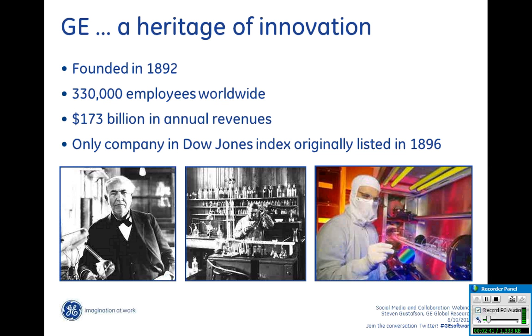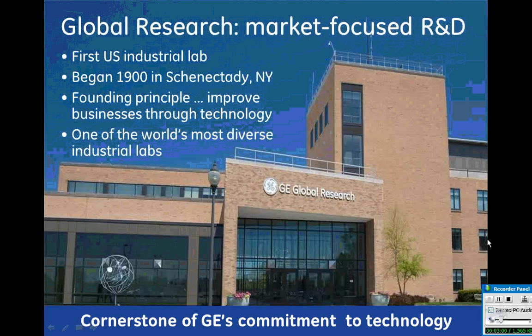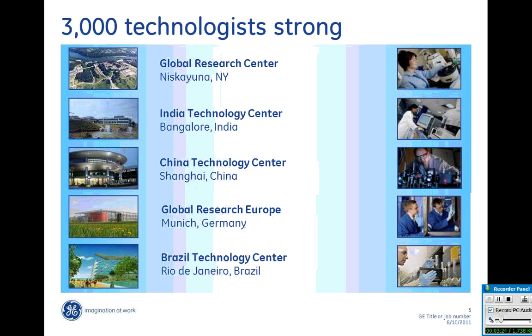So first, a little bit of background around the General Electric Company. It was founded in 1892. There are over 300,000 employees worldwide, and it's the only company in the Dow Jones Index that was originally listed in 1896 to still be there. The Global Research Center that I'm speaking to you from is in upstate New York, near Schenectady, which is the site of the first research center in 1900. It was one of the first, or the first, U.S. industrial lab. And we do some pretty cool things, I think, here and across a broad range of applications. We have 3,000 technologists at the Global Research Center. And those centers are in Niskayuna, New York, where I'm speaking today, India, China, Germany, and a new center opening in Brazil.